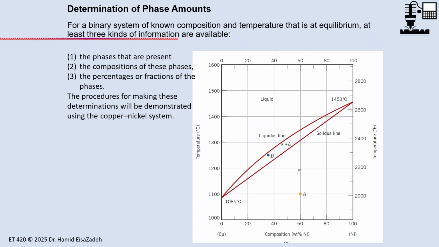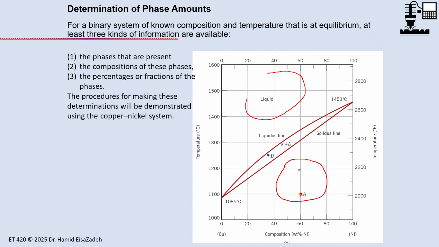In the phase diagram, sometimes we need to determine the amount of phases. In here we have copper nickel, right? If we have one phase, for example here in this region we have liquid, right? This is one phase, and also here we have one solid phase. So if you want to find out the composition for any point, for example point A, it's going to be trivial, it's easy.